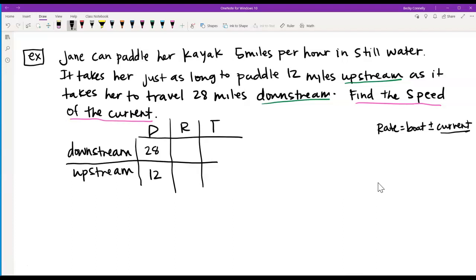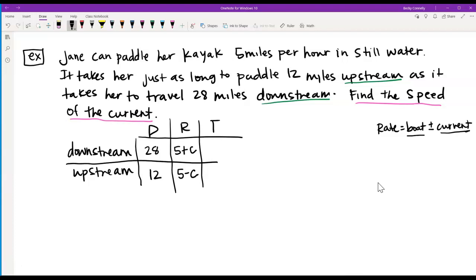So I know that going downstream, remember that that is pushing your boat faster, right? Downstream, you're going faster than upstream. So we want to add that amount in. So we'd say 5 is the speed of our boat, plus whatever the current is. I don't know how fast the current is. That's what I'm trying to find here, right? But I know that I'd have to take 5, add the current to it to know what my downstream rate is. And upstream is going to be 5 minus c because you're going against the current. So we're going to subtract off that current.